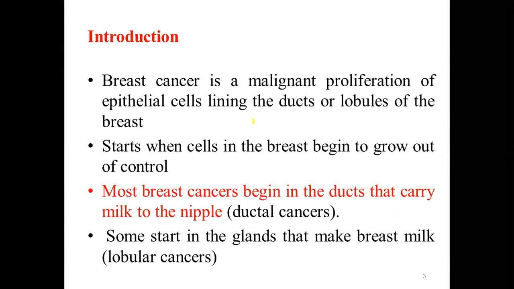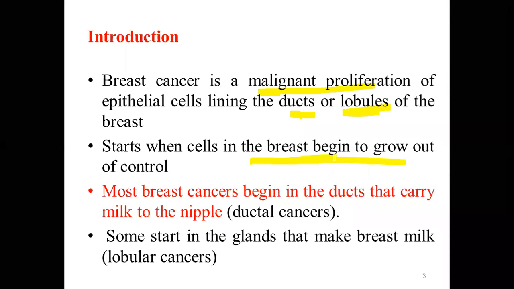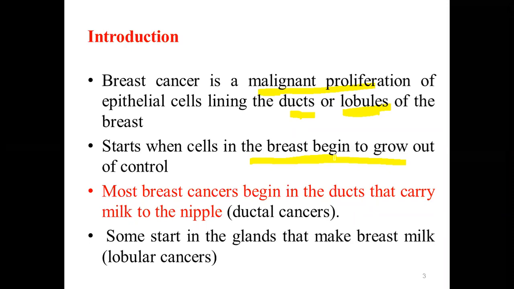When you say breast cancer, it is a malignant proliferation of epithelial cells. By that, it is very common either in the duct or in the lobules. So I hope you know about the anatomy of the breast. So normally the lobules are the ones that secrete the milk, and the duct is normally the tube that allows the drainage of the milk to the nipple. So this is where most of the time the cells in the breast begin to grow out of control. That is when we are going to say breast cancer.